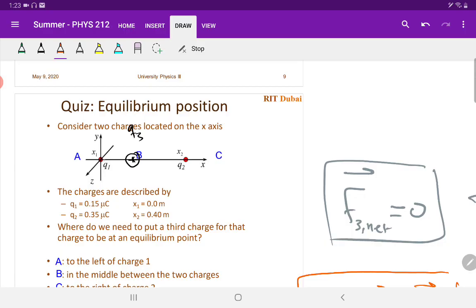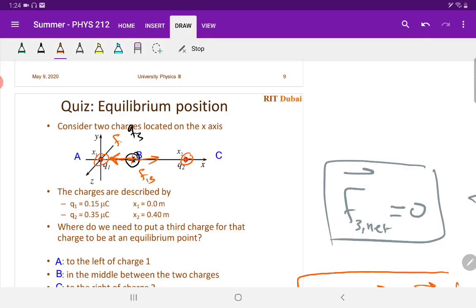Now, let's see what kind of interaction there is between Q3 and Q1. As you can see, the line connects these two, and since this is positive and this one is positive, we expect F13 to be to the right. Now, let's do the same thing with Q2. Positive, positive. Now, what kind of interaction? Again, Q3 will feel a repulsive force from Q2. And in this case, what do you expect? The force exerted on Q3 because of Q2 will try to push Q3 to the left.